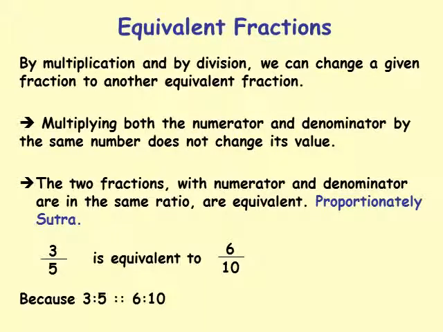Here, 3 over 5 is equivalent to 6 divided by 10. Why? 3 is to 5 in the same ratio as 6 is to 10. We got 6 from 3 by multiplying by 2, and we got 10 from 5 by multiplying by the same 2. 3 to 5 is the same ratio as 6 to 10, so these two are equal.